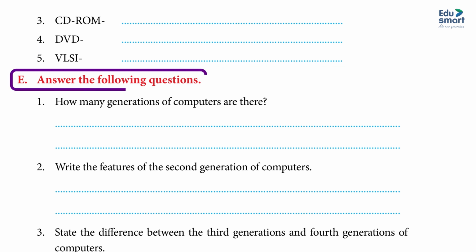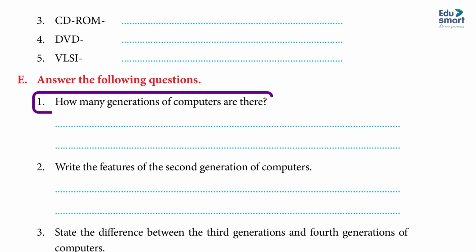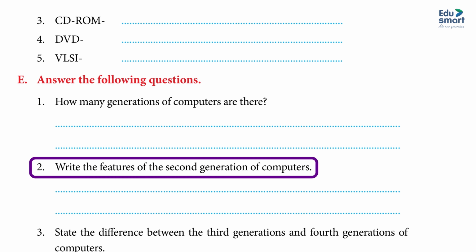E. Answer the following questions. 1. How many generations of computers are there? Answer: there are 5 generations of computers. 2. Write the features of the second generation of computers. Answer: the main electronic component is the transistor, memory, magnetic core and magnetic tape disk. Programming language, assembly language, power and size. Low power consumption, generate less heat and smaller in size in comparison with the first generation computers.